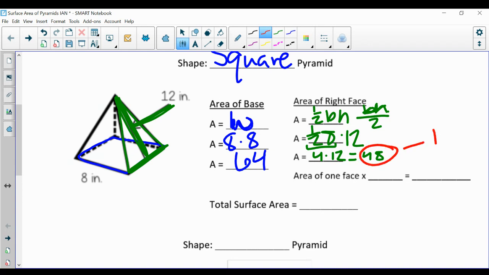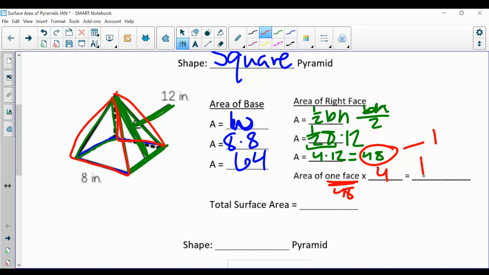How many triangular faces do I have? Well, let's count. We have that one green one. We have this front red one. We have another side green one. And then we have the back red one. So that's a total of 4 faces. So we take the area of one face, which is 48, and multiply it by 4, because that's how many faces I have. Using your handy dandy calculator, 48 times 4 is going to give you a final answer of 192.